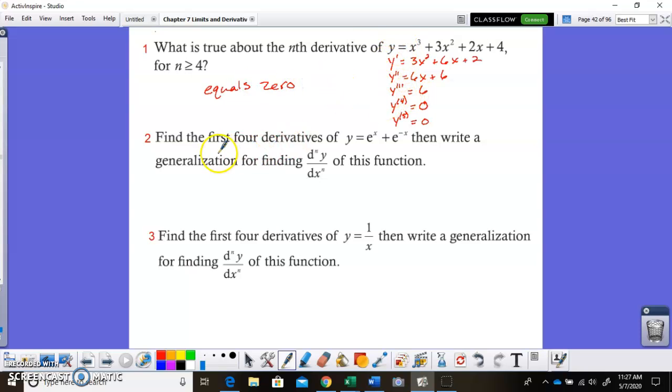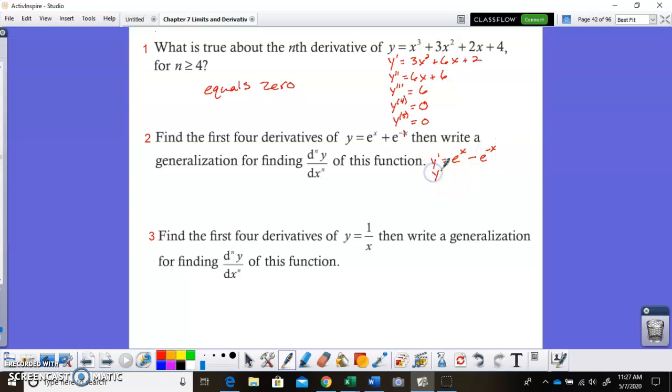Okay, so now let's look at the second one. The first four derivatives of this function is what we're going to find, and then we're going to try and write a generalization about what happens with any derivative of this function. Okay, so my first derivative is going to be, well, the derivative of e to the x is e to the x. I'm going to use that little trick I did on the last video where this is a -1 here, right? So I'm just going to bring that -1 down and multiply and then leave the rest the same. So that becomes negative e to the negative x.